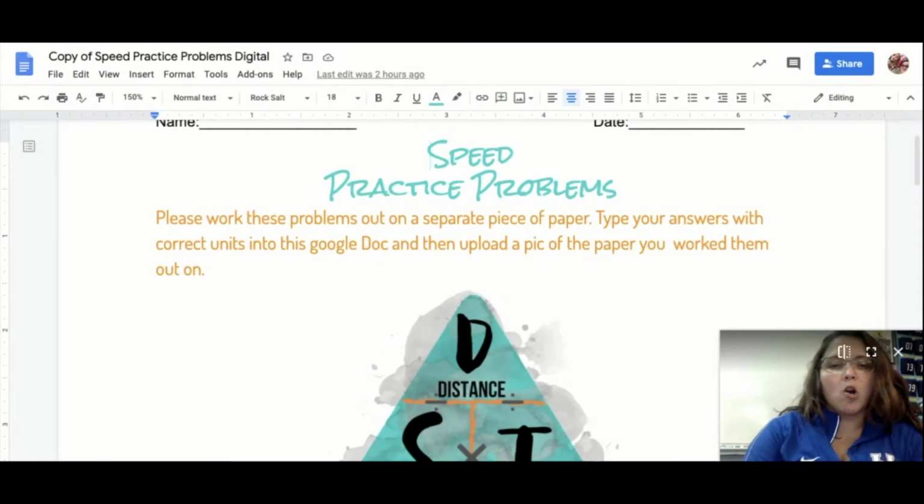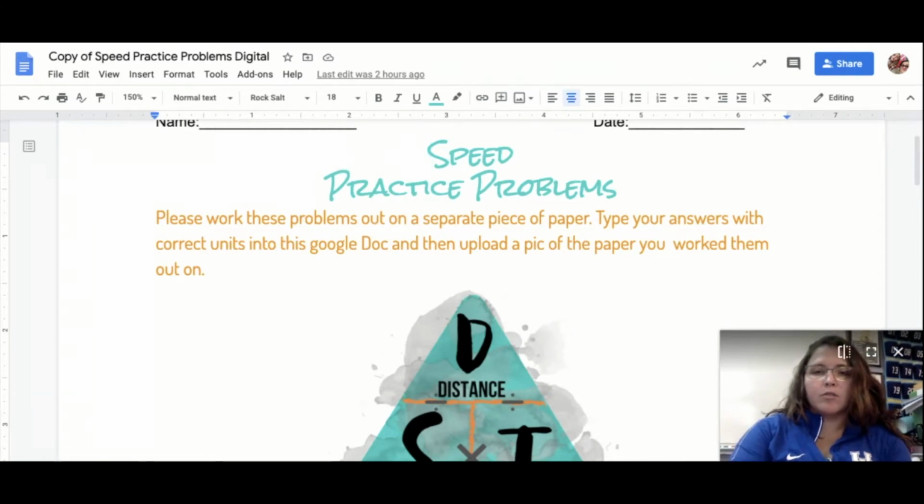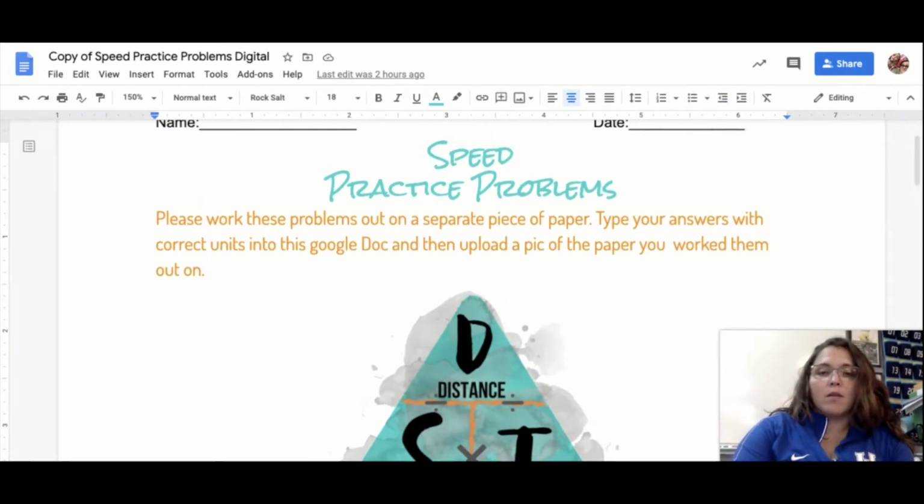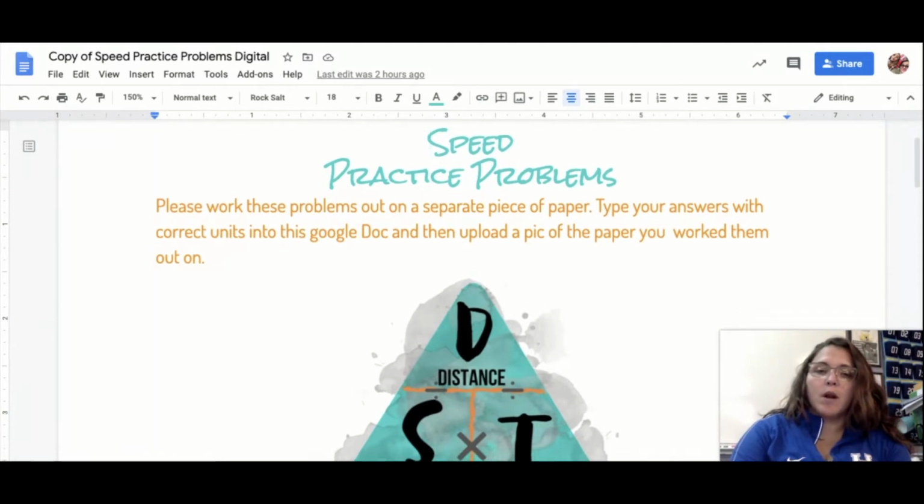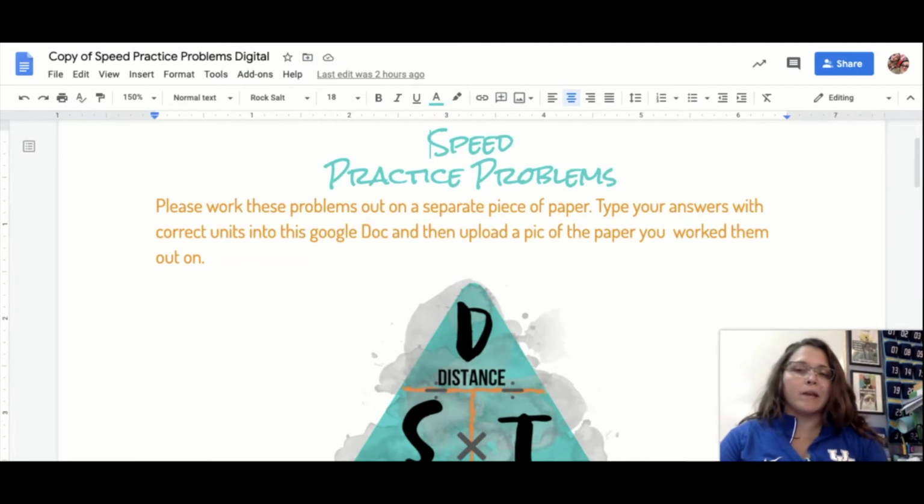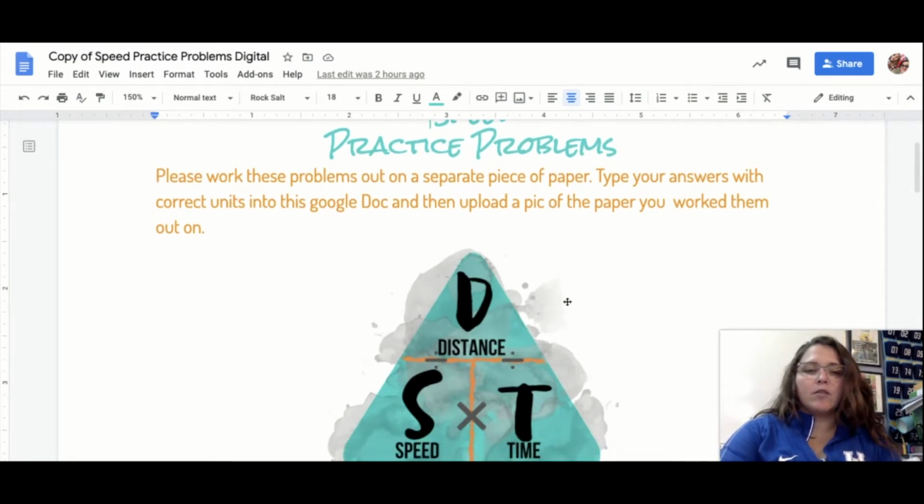Okay, so we are going to be looking at how to solve speed problems. On this assignment, it says, please work these problems out on a separate piece of paper. I want you to show your work on a separate piece of paper, just handwritten. Then you're going to type your final answer with correct units into the Google Doc. And then you're also going to upload a picture of the paper that you put your work on.